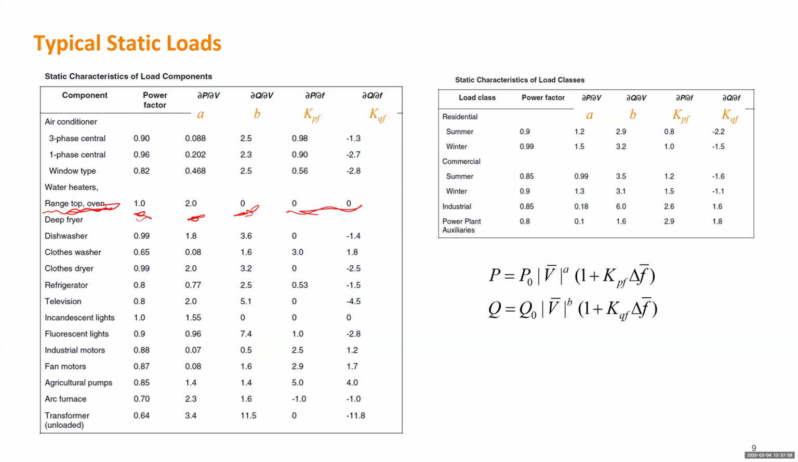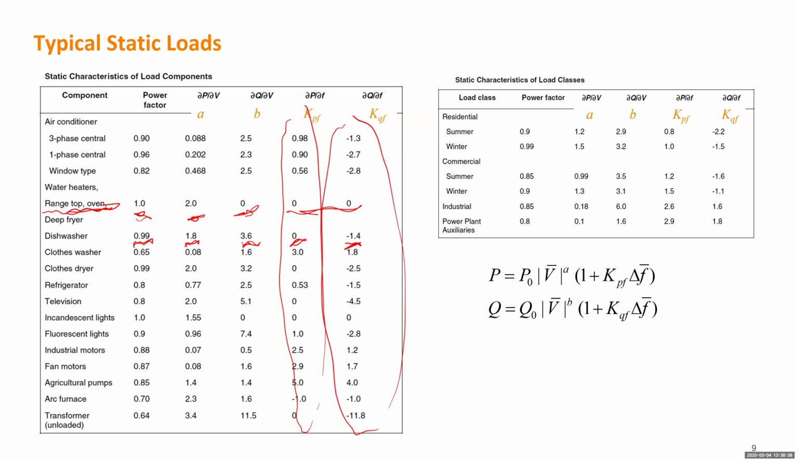Let's see something else, like a dishwasher. A dishwasher will have a motor in it, right? It has a power factor of 0.99, and its A of 1.8 is also very close to a constant impedance load, but it will have reactive power. The active power doesn't depend on frequency, but the reactive power will decrease with an increase of frequency. Those values are basically the same as what we said in the previous slide about the range. Usually the KPF values are typically positive, but the KQF values are typically negative.